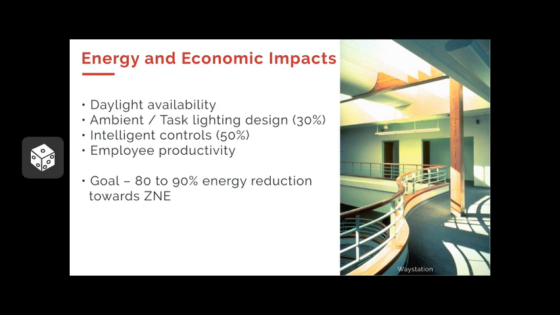And what we can see is, if we design with daylight, we can do our ambient task light design combination. And by doing it well and not letting the ambient do everything, but to separate the two, we can get a 30% reduction in energy. You add on top of that intelligent controls, which are occupancy sensors and daylight dimming, and even tying into the building automation system. And then, wow, add employee productivity, and you've got, towards your zero net energy buildings, 80 to 90% energy reduction.